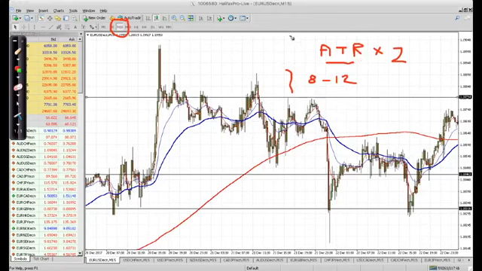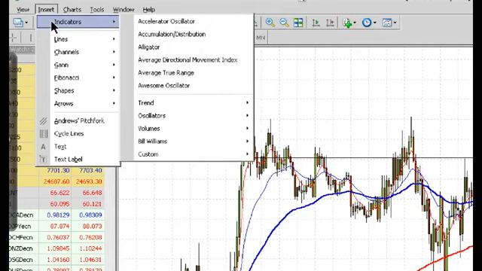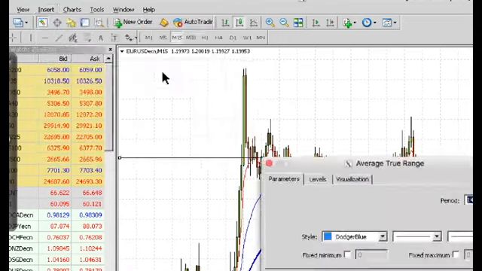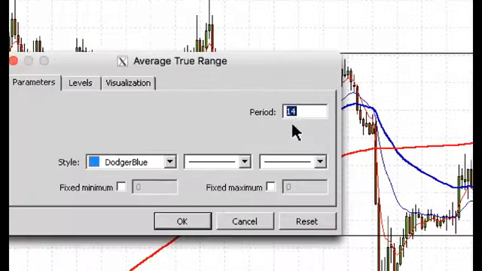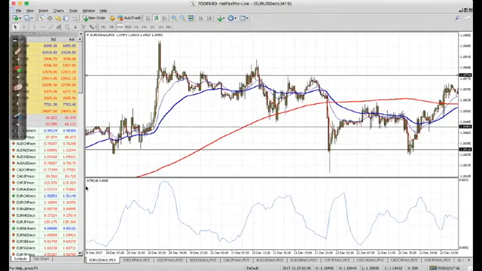Now, how do you get this ATR? Well, go to insert indicators, select ATR, average true range. Can you see that? So you click on that. By default, it's 14, so leave it as 14. Click OK, there we go. Can you see ATR over here? This blue line tells you the average range of the candles. That means what's the average length of the candle?